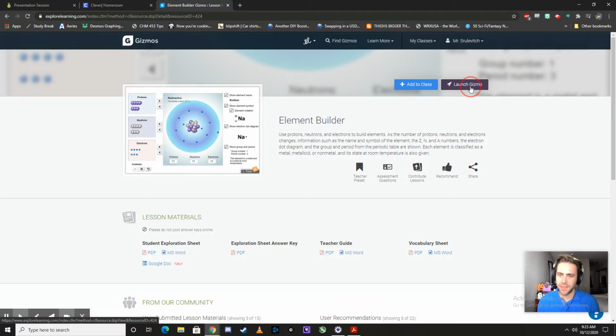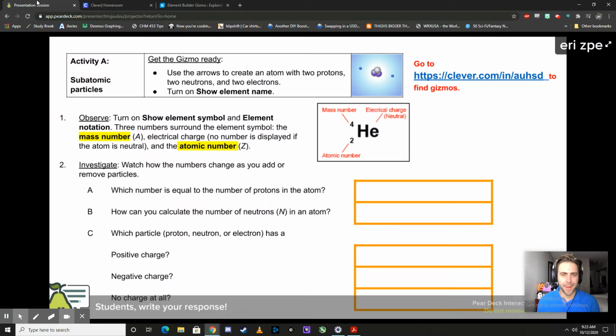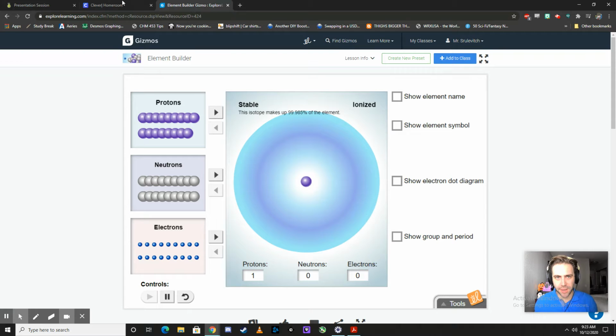It should take you straight to Gizmos Element Builder. Okay, and I have to click Launch. And we get this. Now the directions say use the arrows to create an atom with 2 protons, 2 neutrons, and 2 electrons. So deuces are wild: 2 protons, 2 neutrons, and 2 electrons. All right, here's our helium atom.